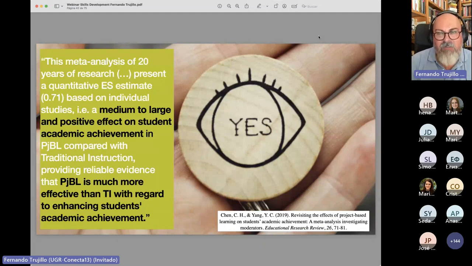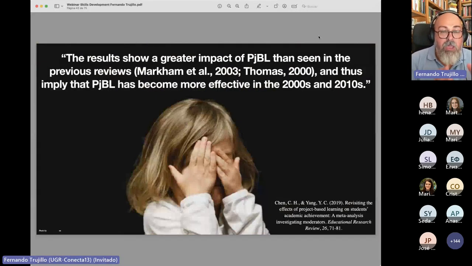So we have evidence of a medium to large positive effect on students' academic achievement in project-based learning in comparison to traditional instruction. And also, the results of project-based learning are better now than 20 years ago, which means that we teachers, as a profession, are learning. We are improving how we design projects, and we are much more effective now than in the 20th century concerning projects. We are improving our professional skill too.